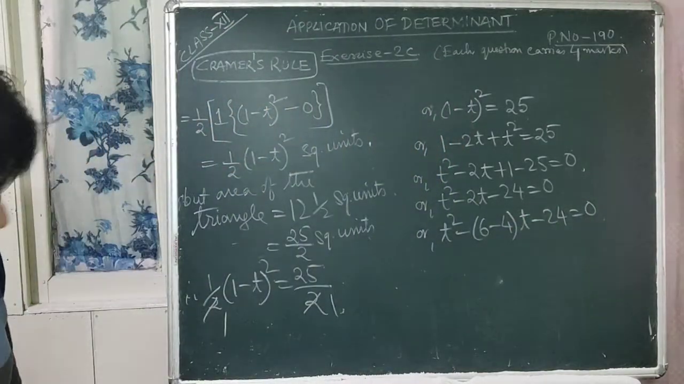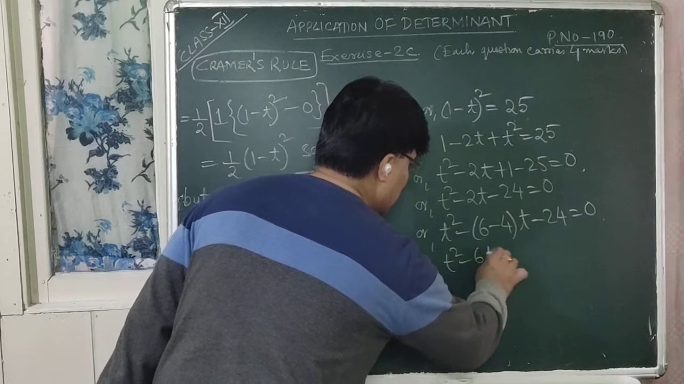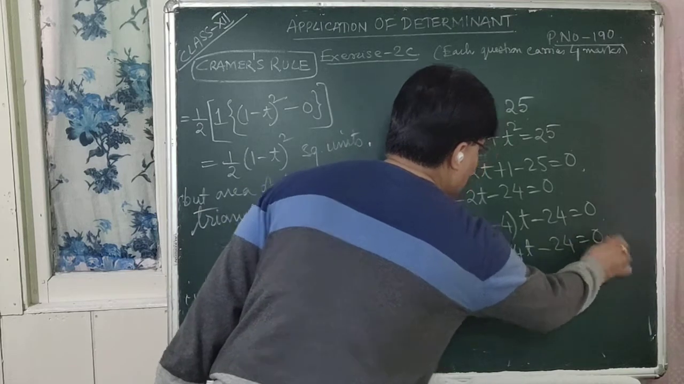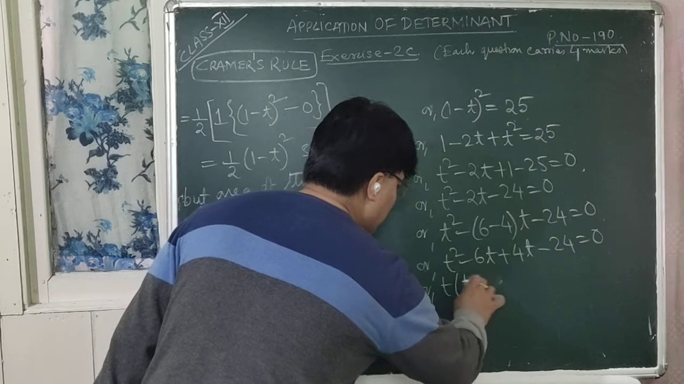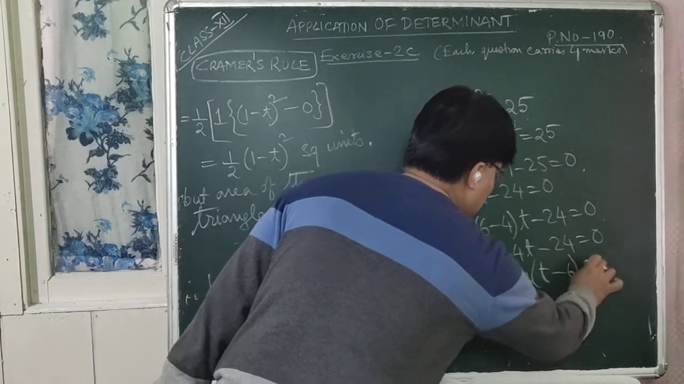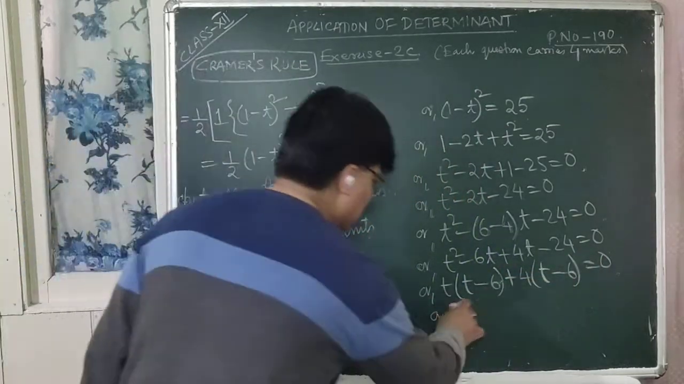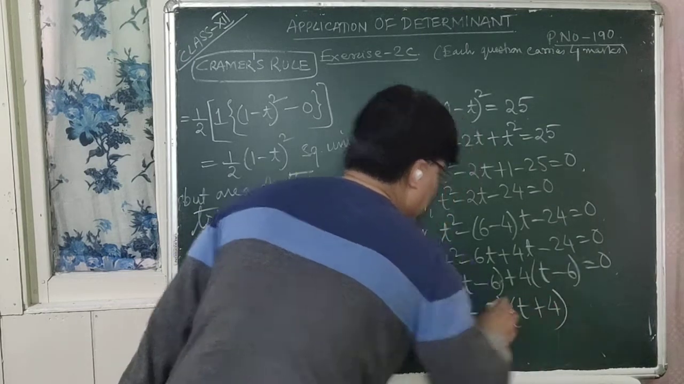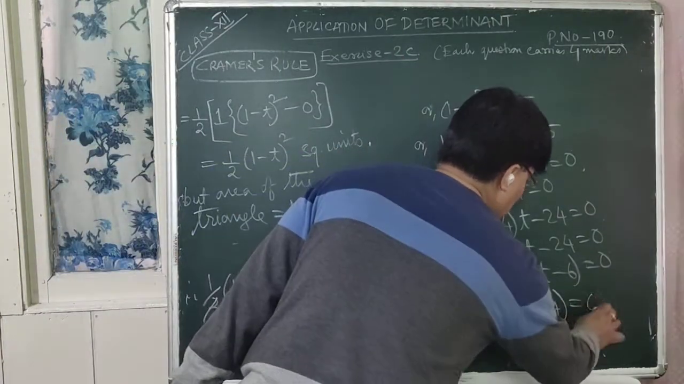Let us factorize it. t square minus 6t plus 4t minus 24, which is equal to 0. What is common out here? It is t within bracket t minus 6 plus 4 common t minus 6, which is equal to 0. Or what is common in this case? t minus 6. And write down the remaining terms in the other bracket, that is within bracket t plus 4 is equal to what? 0.